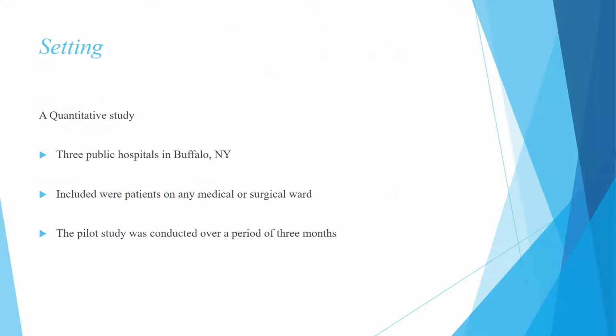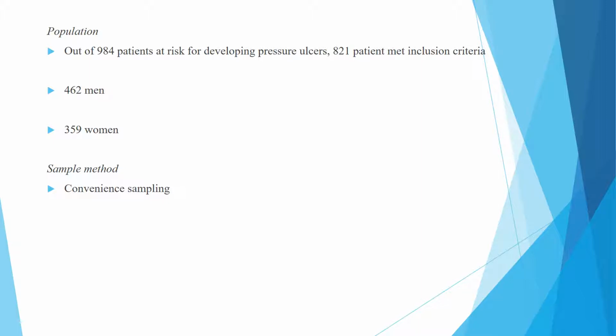We did a quantitative study in 3 public hospitals in Buffalo, New York. Included were the patients that were on any medical or surgical ward for 7 days. The pilot study was conducted over a period of 3 months. Out of 984 patients that were at risk for developing pressure ulcers, 821 of them met the inclusion criteria, 462 of them being men and 359 of them being women.